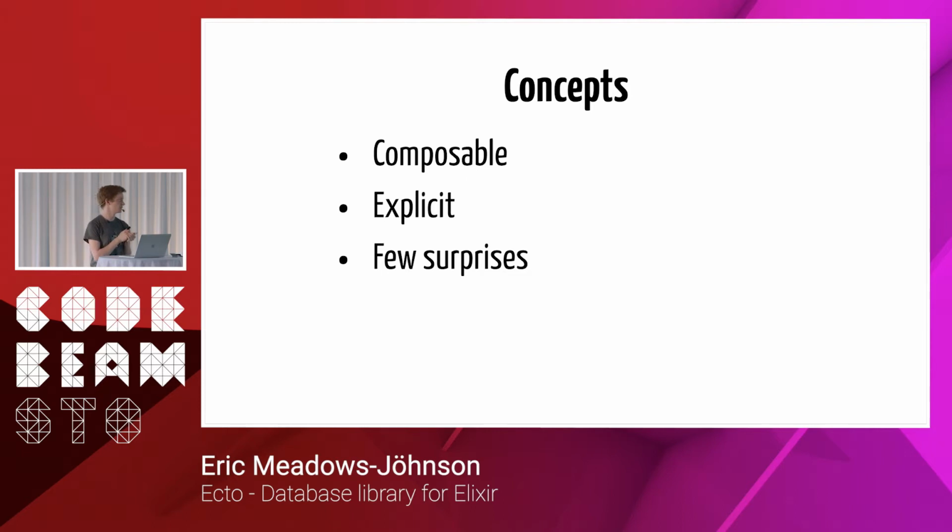We also try to be as explicit as possible, so we want to minimize implicit behavior, and we don't want to use abstractions that hide important details of the database. Finally, we want to have as few surprises as possible. That means, for example, that we should be secure by default, and we shouldn't allow common pitfalls that may later lead to bad performance. And I'm going to go back to these concepts as we talk about the library.